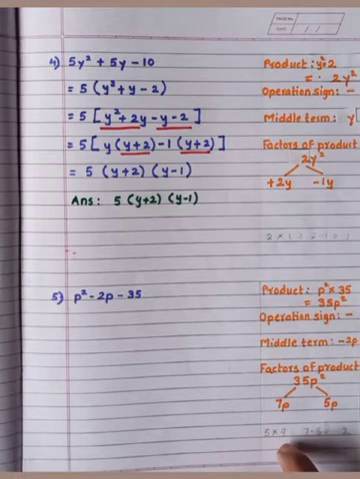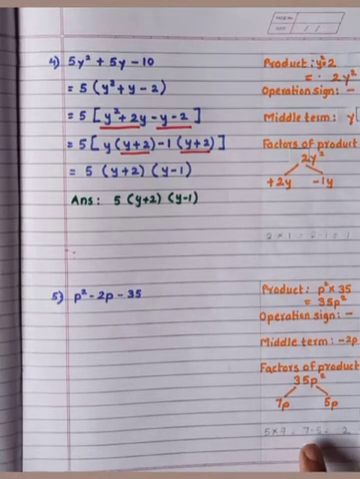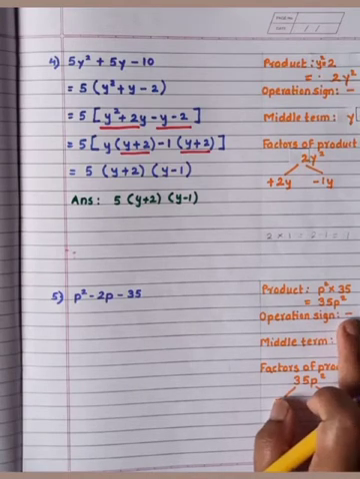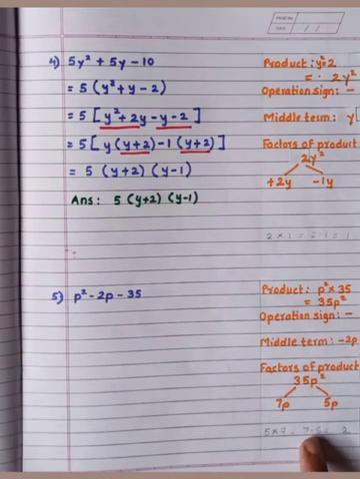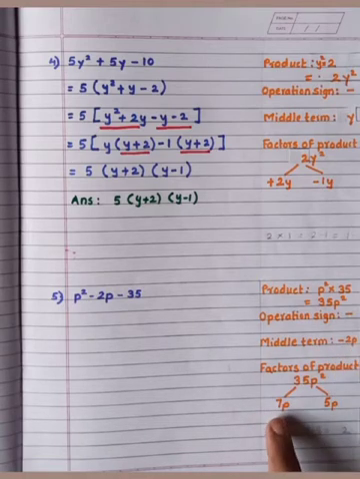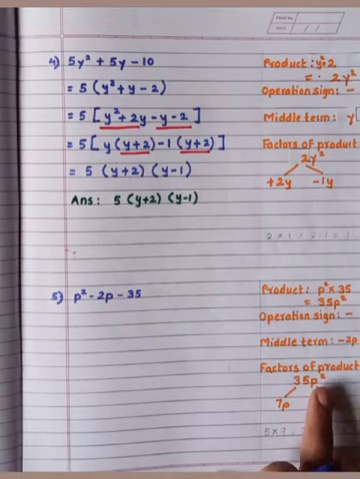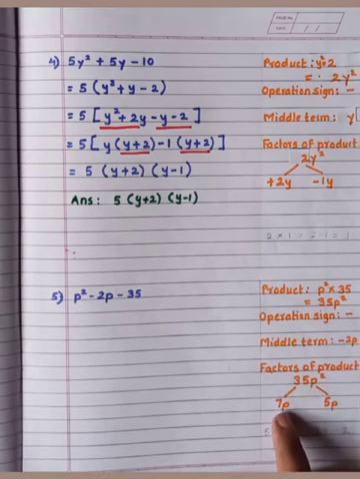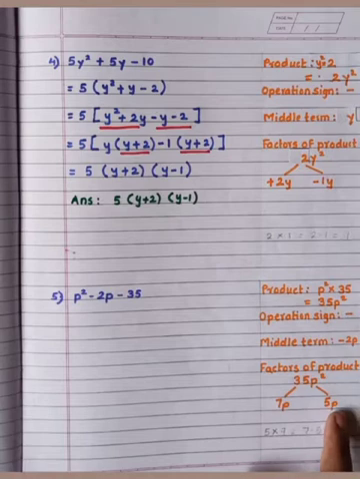So 35 is coming in the table. 5 7s are 35. 7 minus 5. We have to follow the subtraction. So 7 minus 5 is 2. That only our middle term. So correct right factors are 7 5s are. This p, from this p square, one p will go with 7, another one will go with 5.